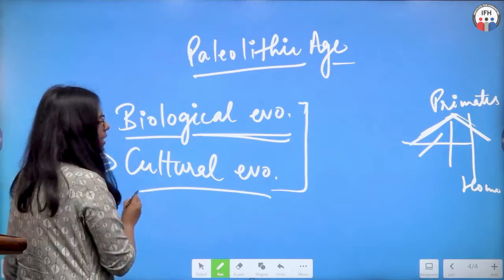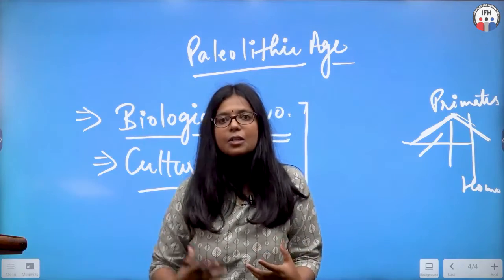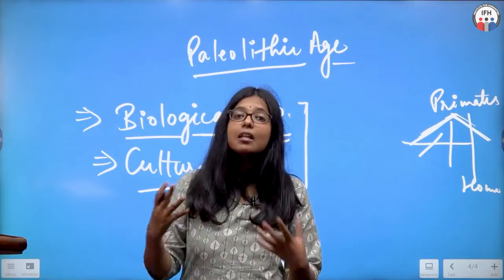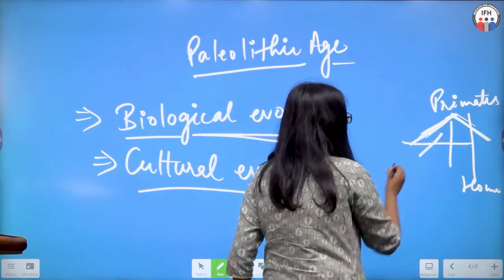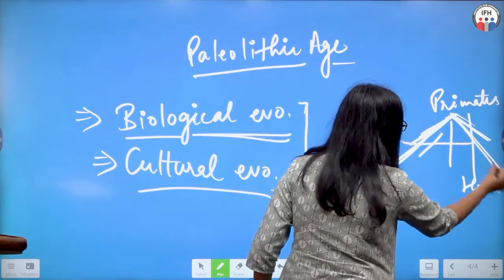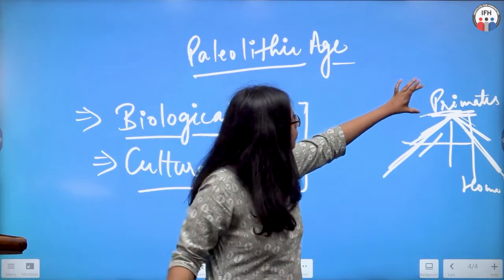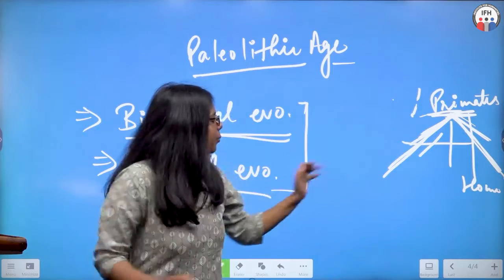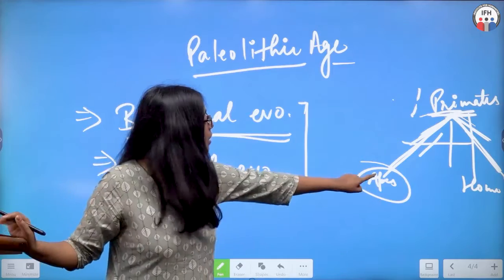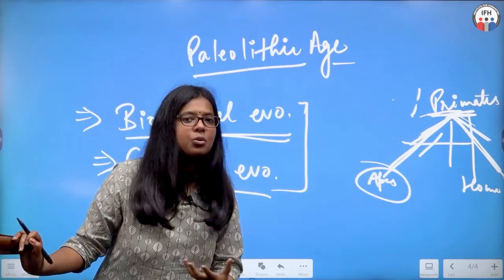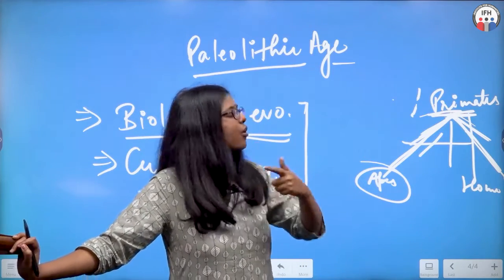When I say cultural evolution, what do I mean? That humans started doing something which has a cultural impact. For example, if you look at apes today, they are this strand, and humans are this strand. They are coming from one primate only. So what is the basic difference between humans and them? They are living naturally. We are trying to manipulate the environment and the ecology for our own needs.